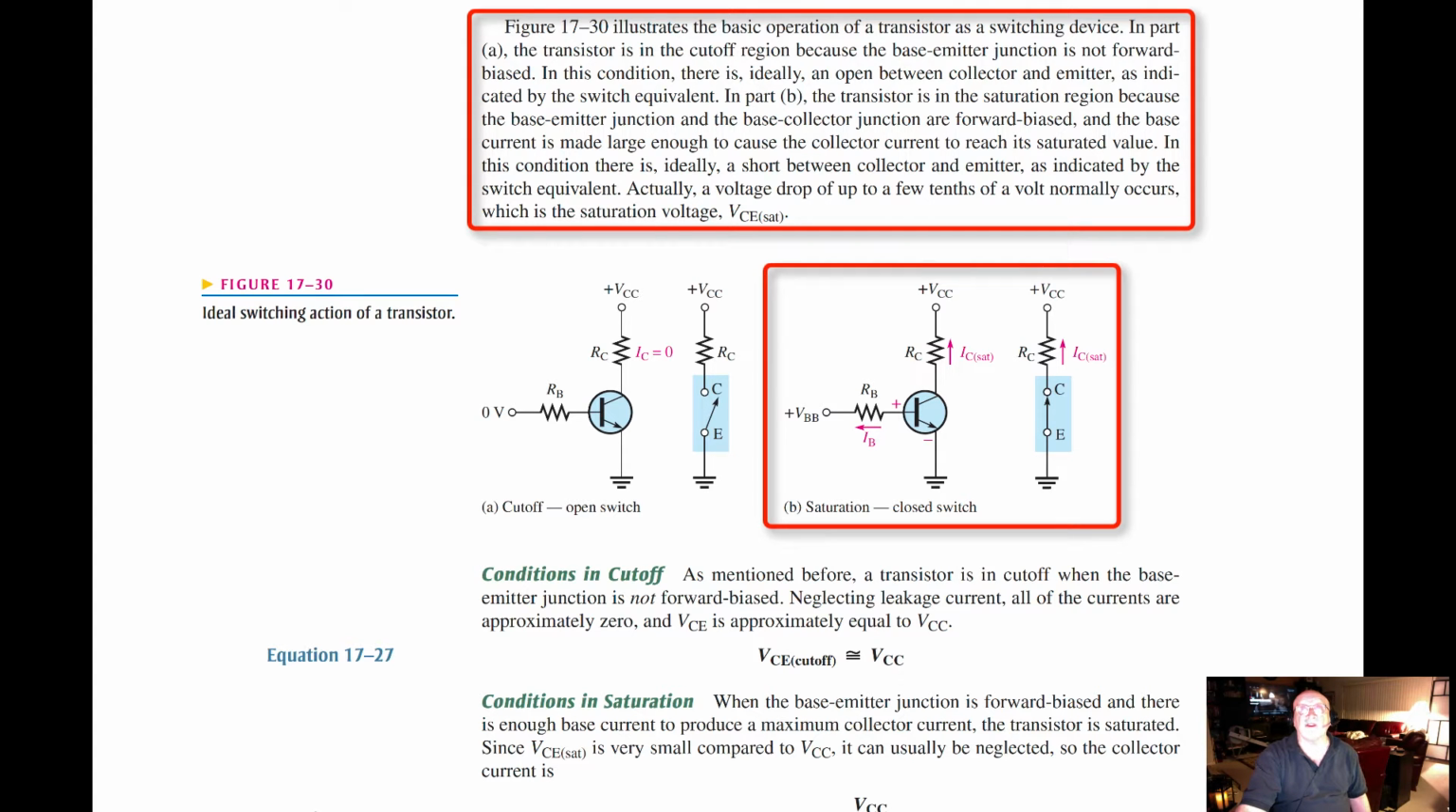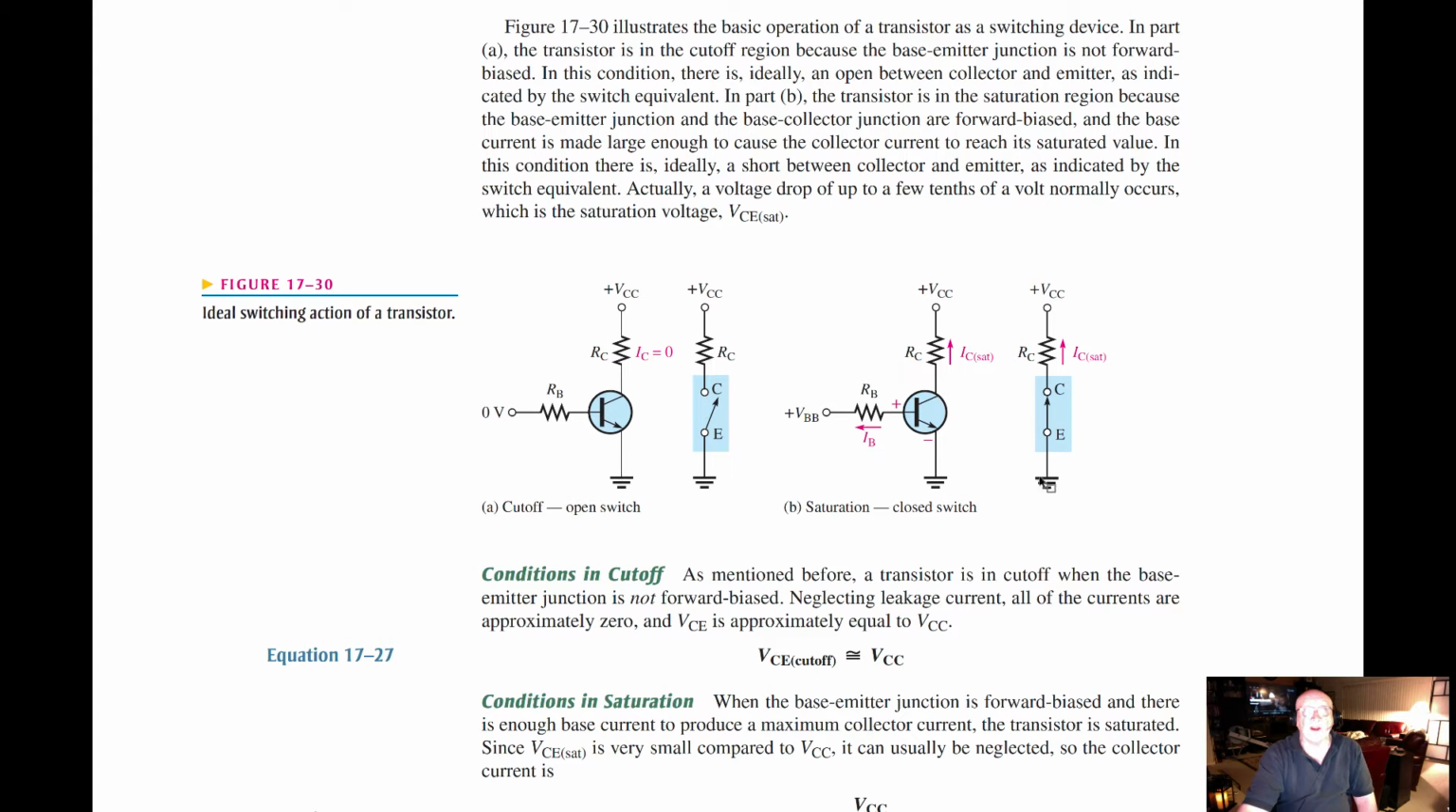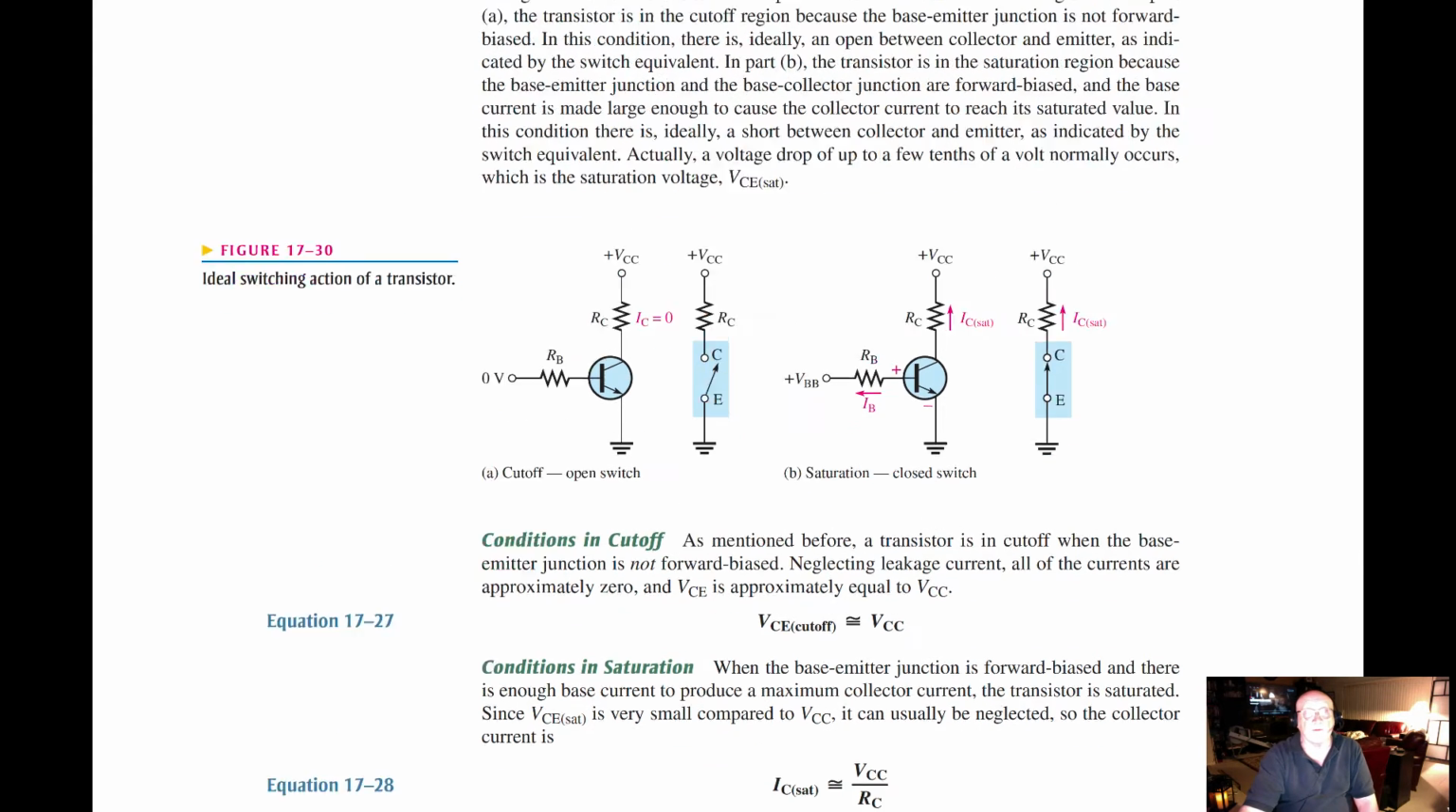In part B, the transistor is in the saturation region because the base emitter junction and the base collector junction are forward biased, and the base current is made large enough to cause the collector current to reach its saturated value. In this condition, there is ideally a short between the collector and the emitter, as indicated by the switch equivalent. Actually, a voltage drop of up to a few tenths of a volt normally occurs, which is the saturation voltage, VCE sat. So we can see all that in the diagrams below.